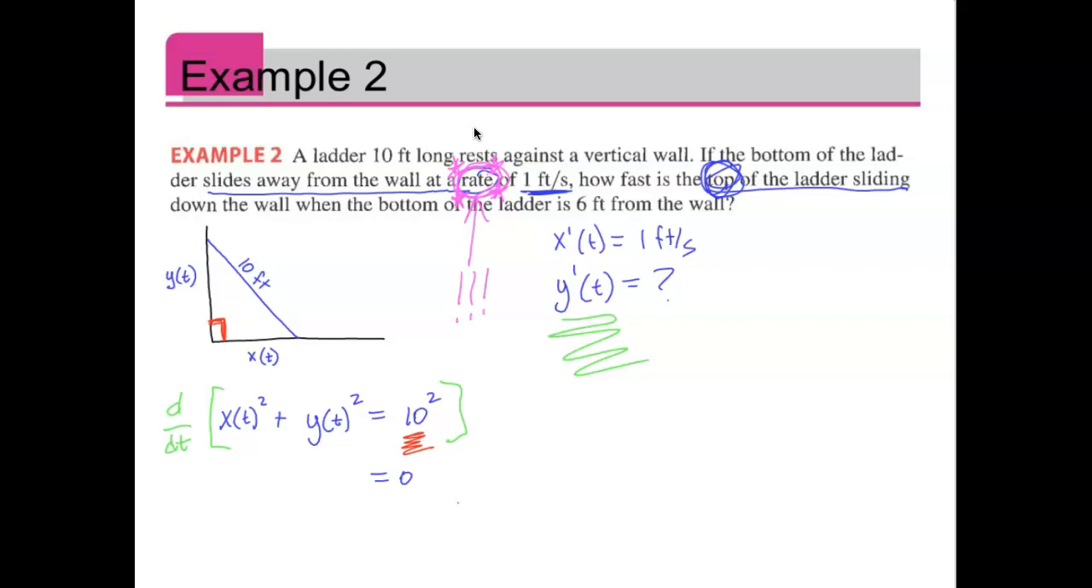On the left-hand side, we are going to have to use the chain rule for both of these. So we're going to use the power rule to get the derivative of the outside. So I'm going to have 2 times x of t to the first power. Then I'll do the derivative of the inside function, which is x of t, so times x prime. And then same thing with y. We're going to get the exact same deal. 2 times y of t times y prime.